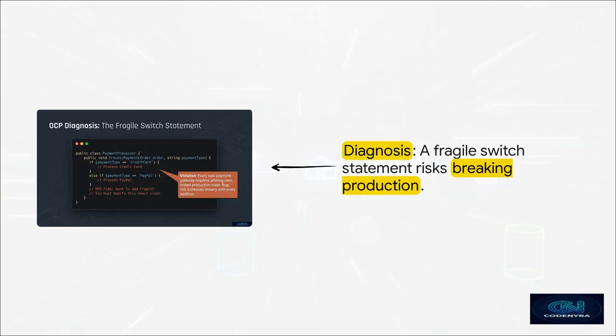Let's carefully examine how this exact violation shows up in everyday C# code. Check out this PaymentProcessor. We have this really fragile if-else block checking if the payment type is credit card or PayPal. This right here is a massive red flag. Ask yourself, what happens when the business suddenly wants to add crypto payments tomorrow? Well, you'd have to open up this exact class and modify core, tested production code just to add another else-if statement. The bug risk basically increases linearly with every single addition you make to this block.